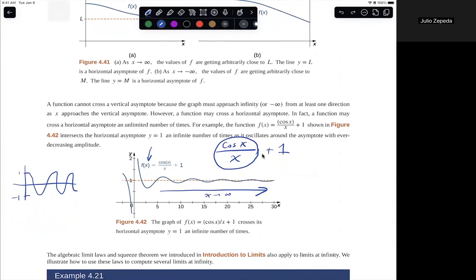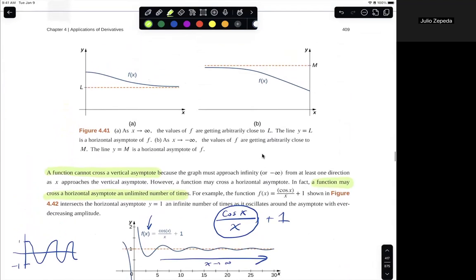And what they talk about in this paragraph is, it says right here, a function may cross a horizontal asymptote an unlimited number of times. If you take a look at that, that horizontal asymptote gets crossed a whole lot, but only vertical asymptotes are the ones that cannot be crossed. A function cannot cross a vertical asymptote. But a horizontal asymptote, your function might cross it or it might not. Sometimes they don't cross it, but sometimes they do.